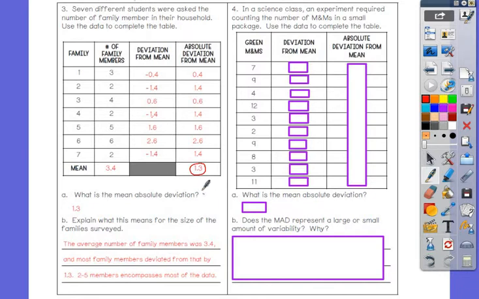Okay, let's try another one together before you do your homework by yourself. In a science class, an experiment required counting the number of M&Ms in a small package. Use the data to complete the table. So, I have 11 green. I have how many data points here? 1, 2, 3, 4, 5, 6, 7, 8, 9, 10 different bags sampled of how many green M&Ms were in there. I need to first find the mean of green M&Ms.